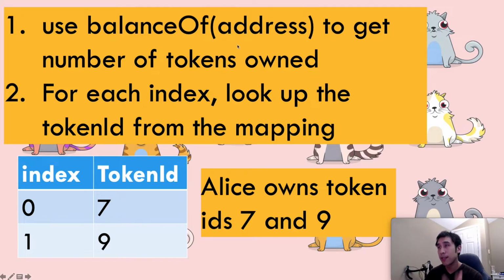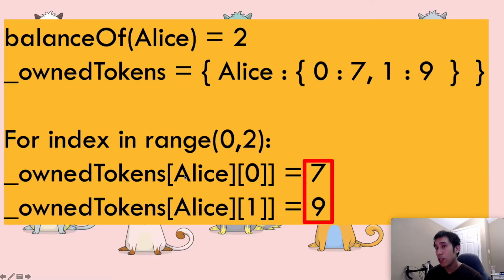So again, we're using balanceOf address to get the number of tokens owned. And then for each index, we're going to look up the token ID from that private mapping. To visualize it here, we have the indexes 0 and 1, which represent the token IDs 7 and 9. So this table here represents all of the tokens that are owned by Alice, which are 7 and 9. And again, token ID 7 is at index 0, and token ID 9 is at the index of 1. That's why when you look up the mapping, Alice and 0, you get 7. And if you look up Alice and 1, then you get 9.